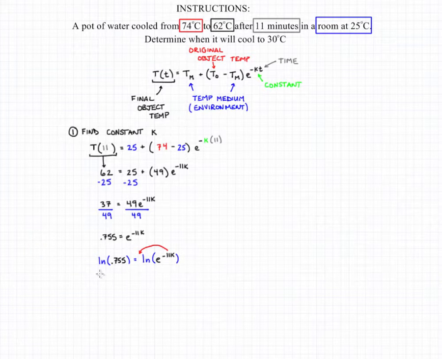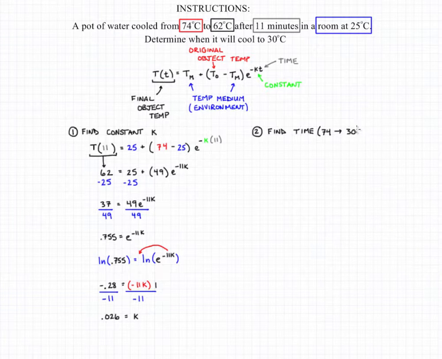We can then bring that exponent out front. So that's going to give us negative 0.28 is equal to negative 11k, and ln of e is just going to become 1. If we divide both sides of the equation by negative 11, we will have our k, which is 0.026. Now that we know k, we can plug that into our equation, and we can figure out how long it would take the object to cool from 74 to 30 degrees.